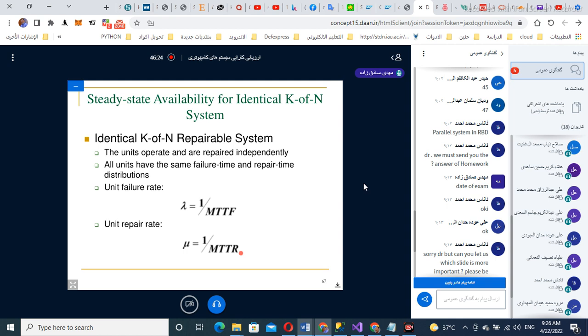Steady state availability for identical k of n system. Identical k of n repairable system, the units operate and are repaired independently. And all units have the same failure time and repair time distributions. And the unit failure rate, that is lambda equal 1 divided by mean time to failure, and unit repair rate, mu equal 1 divided by mean time to repair.